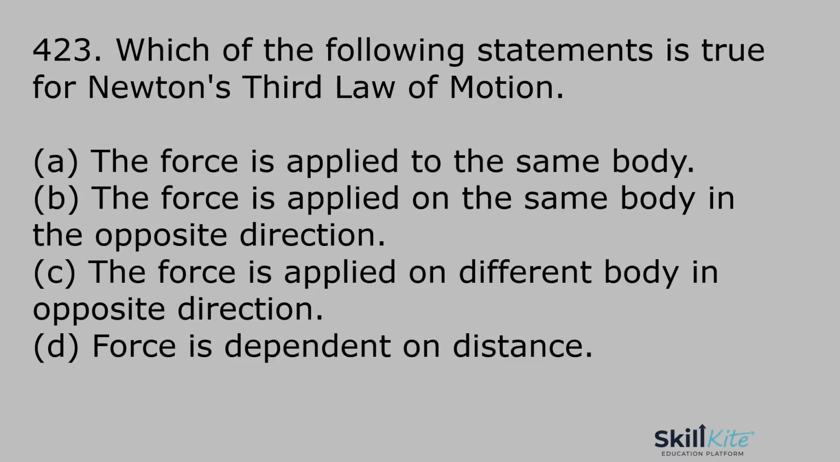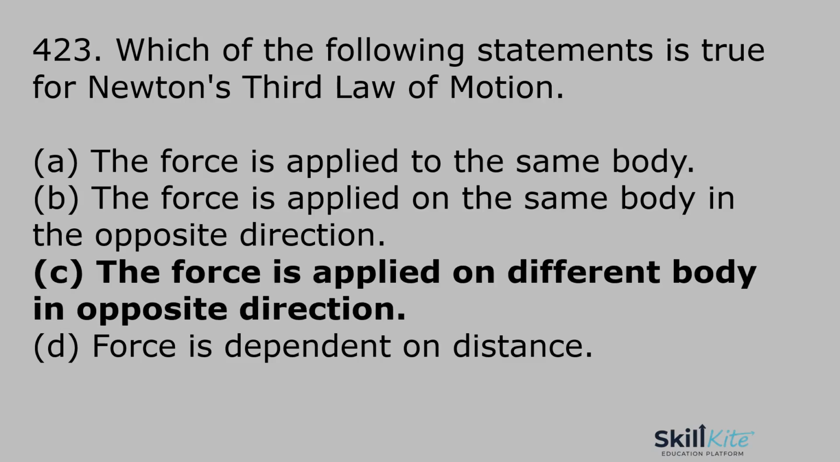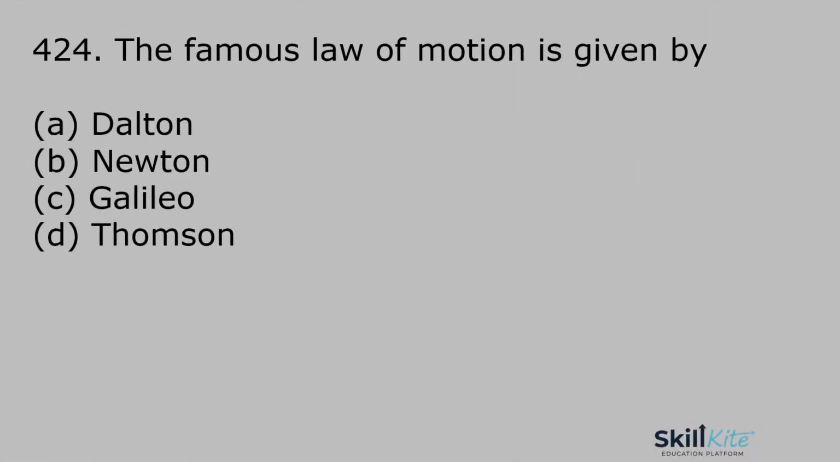So that is, the forces are applied on different bodies in opposite directions. We discussed that, right? So according to this law, to every action there is an equal and opposite reaction. When one object exerts a force on another object, the second object also exerts a force on the first object. So these two forces are always equal in magnitude but opposite in direction. The famous law of motion is given by Newton.